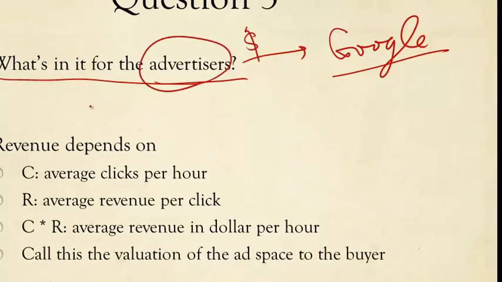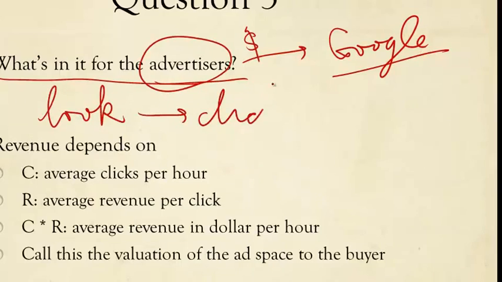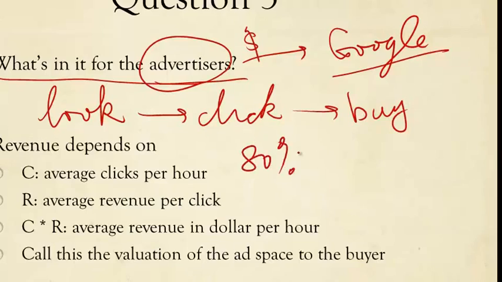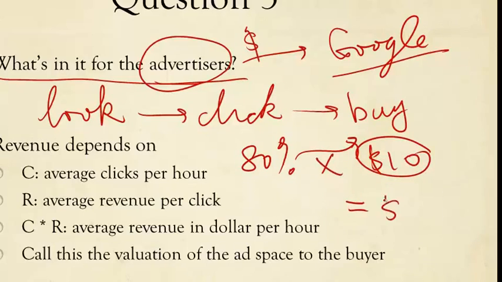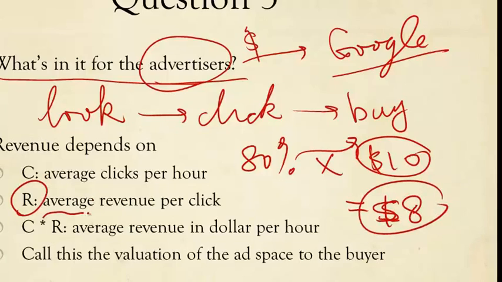Well, presumably some people who look at the advertisement will actually click on it. And some of those that click on it will actually buy the product or the service. Let's say 80% of the people who click will actually buy it. And then each time they buy it, you generate $10 revenue. Then you multiply the two together, you say $8 is the average revenue in dollars that I can expect from each click. We call this number R. It's the average revenue per click that you can anticipate.